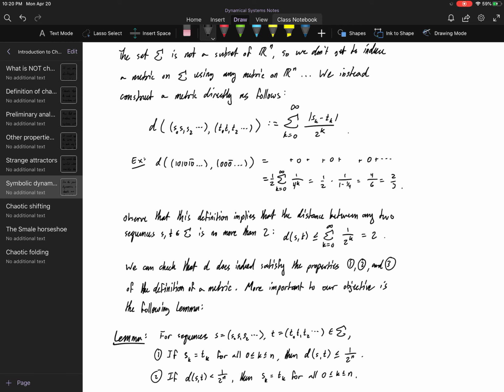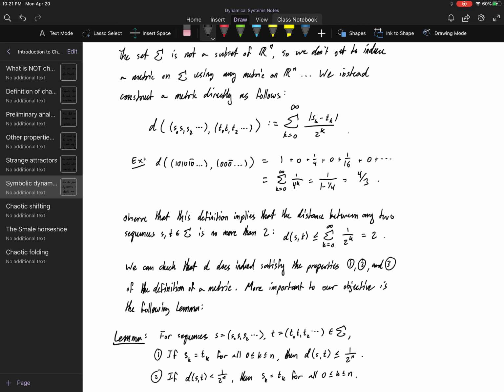So they are different here, so that's a 1, the half, the quarter slot, the eighth, the 16th slot, and so on. So this will actually be the sum of quarters. And this will just be, what is it, 4/3? Yes, 1 over 1 minus a quarter is 1 over 3/4, so it's 4/3. So this will be the distance between these two sequences in sigma, the way we've defined it here.